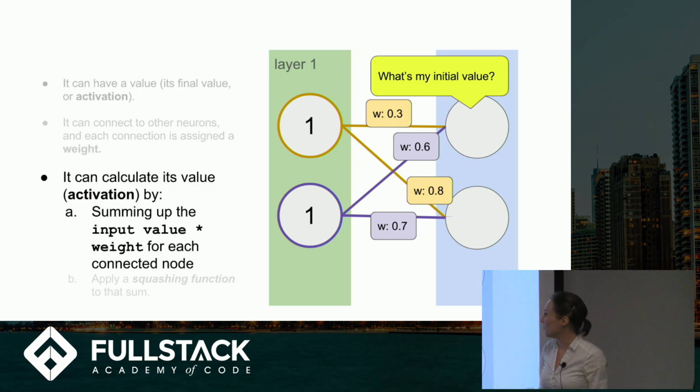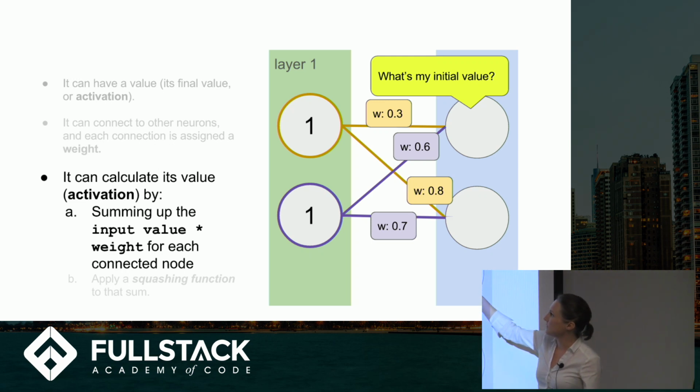So what each neuron does is that it can calculate its activation by going through 2 steps. The first step is that it sums up the input value times the weight for each connected node. So what does that mean? Well, let's figure out what this one's input value would be. So we look at node 1 over here and its weight.